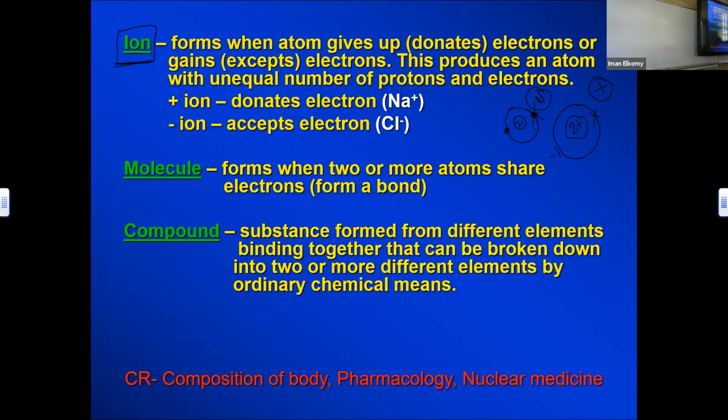So anytime an atom loses or shares an electron with a neighboring element and it has a charge, it is now called an ion. Okay, so ions are formed by atoms giving up or sharing electrons. So then I've lost my neutrality, I now have a charge. The charge can be positive or negative. I can have positive ions or I can have negative ions.